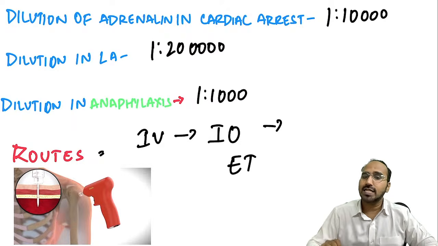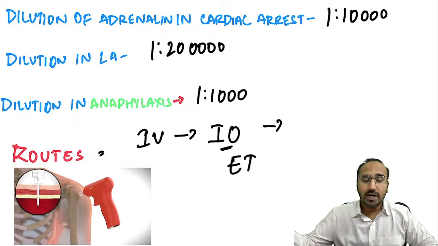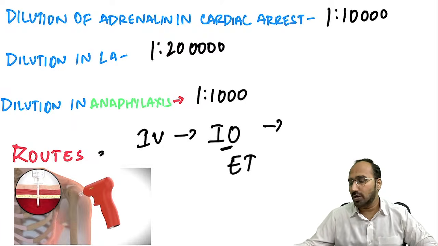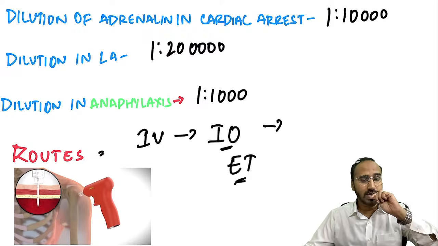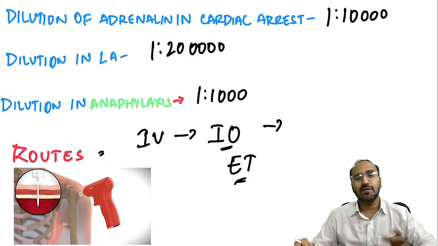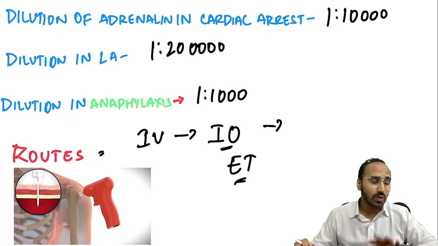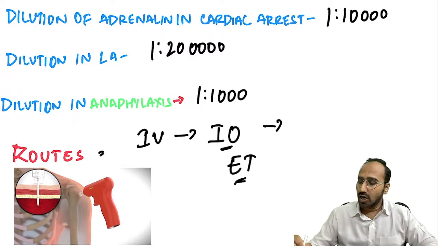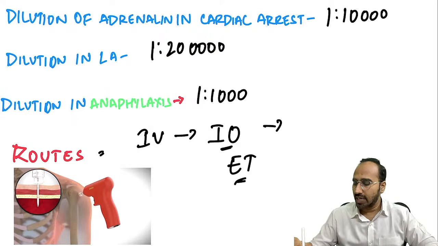How will you give adrenaline? Adrenaline is a drug of choice by IV route. But if IV is not possible, intraosseous route. If intraosseous is also not possible, endotracheal route. If your friend has put the endotracheal tube, take the adrenaline ampule and pour it into the endotracheal tube. It will get easily absorbed. But you require 2.5 times the normal adrenaline dose.